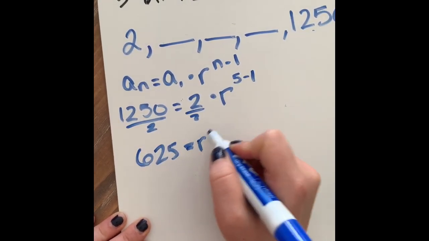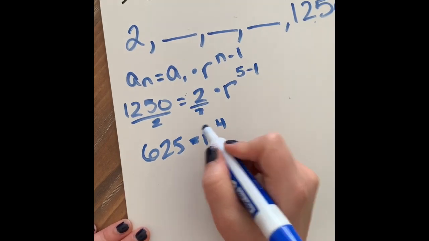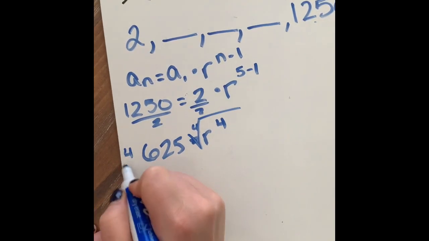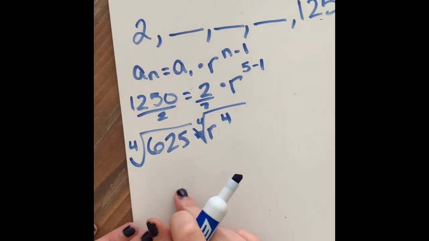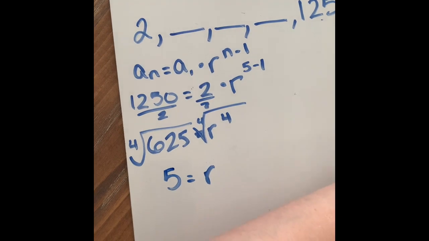625 is equal to r to the 4th. And then we have to remember how to solve for r. We know we have to take the 4th root on either side. So it's the 4th root of 625, which is 5. But I wouldn't be 100% correct in saying that.